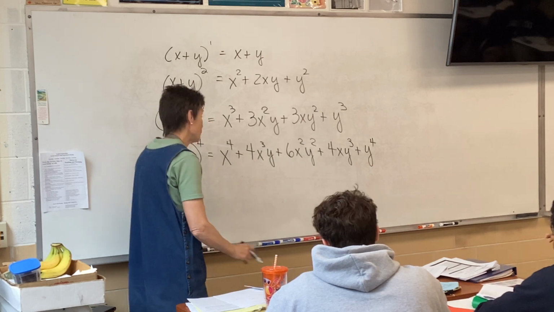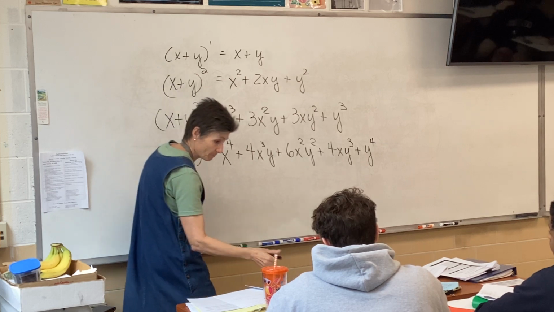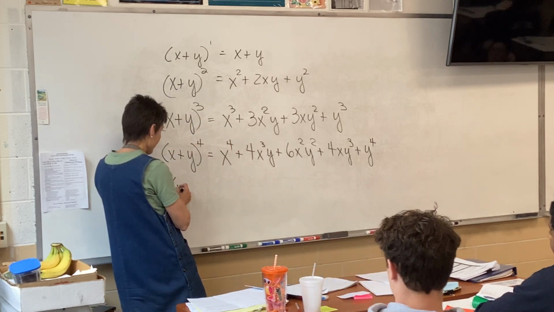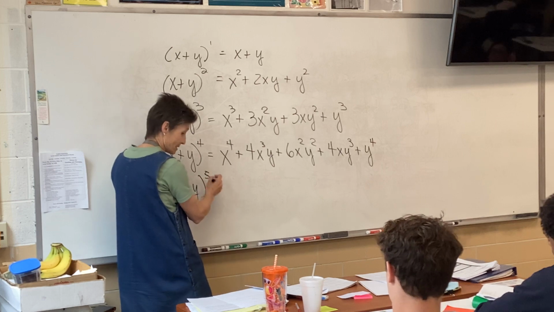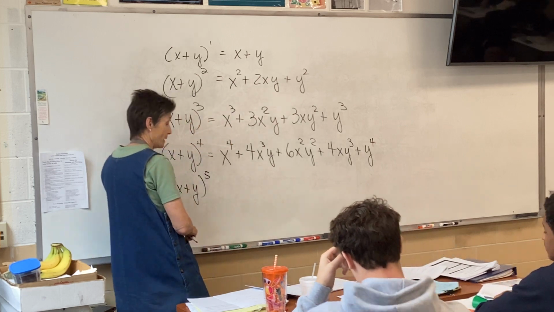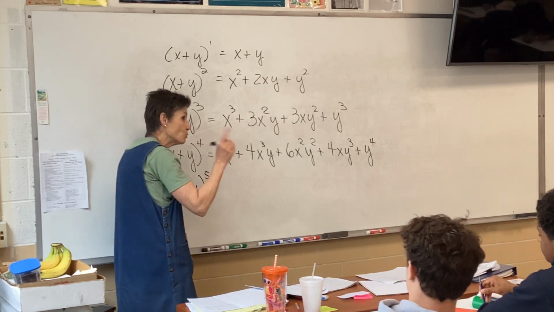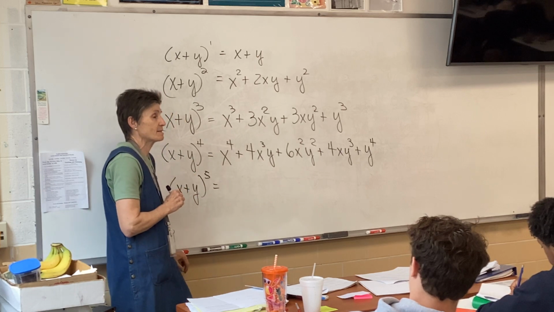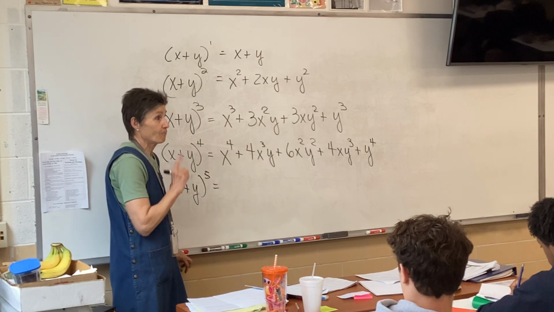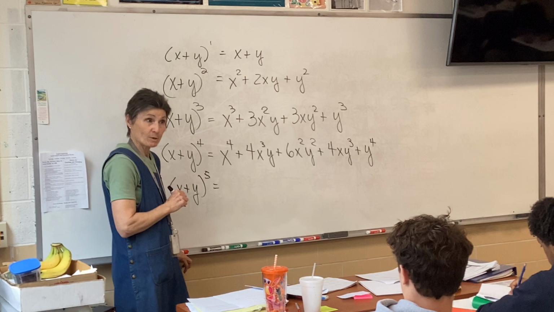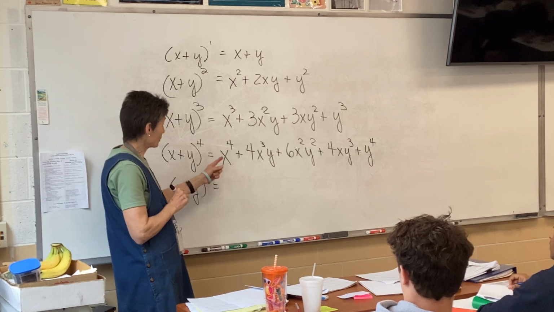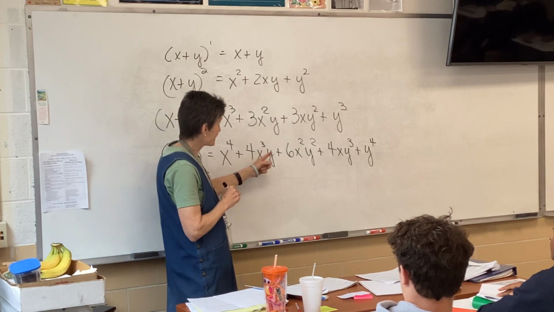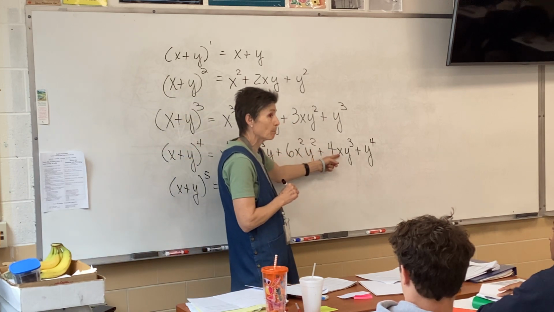And I want you to tell me what x plus y to the fifth is. That's down there, that's problem number 1. But you already know what this is going to look like. First of all, do you know what your variables are going to look like? Take a look. What's happening to the powers in the problem?